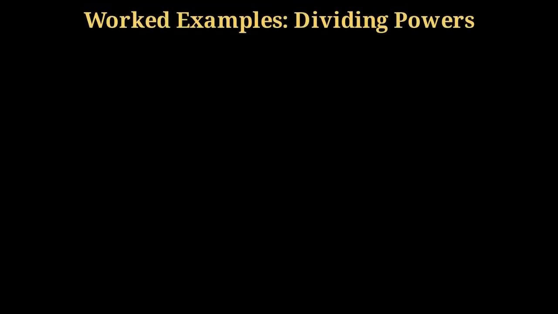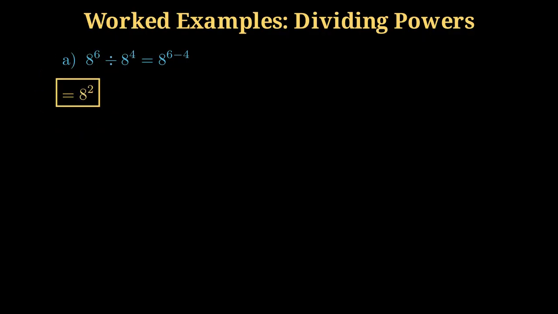Worked examples, dividing powers. Simplify each of the following, leaving your answer in index form. A, 8 to the power 6 divided by 8 to the power 4. Same base, 8. So subtract the indices, 6 minus 4. 8 squared. The order matters here. It is always the first index minus the second.